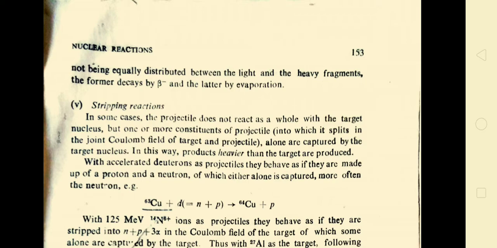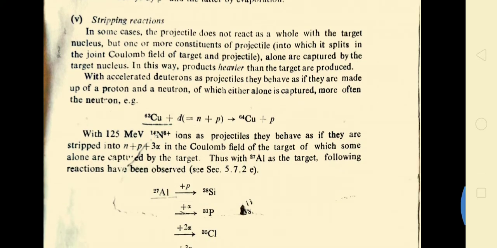Here in this case, 63 copper is bombarded with a deuteron. Actually, what is a deuteron? Deuteron is a combination of a neutron and a proton. One neutron plus one proton is equal to a deuteron, D equal to N plus P. Here in this case, when a neutron is absorbed, it is converted into 64 copper and a proton is ejected as an ejectile particle. This reaction is the N,P reaction.